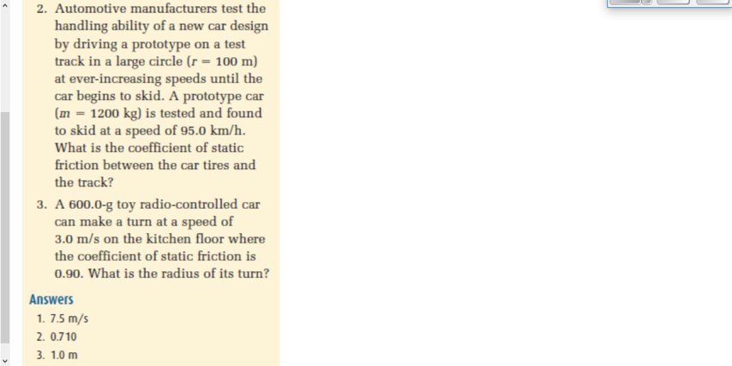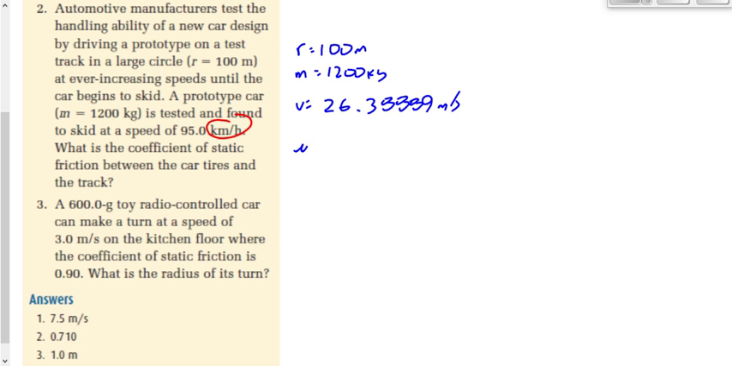Prototype car, 1,200 kilograms, tested and found to skid at a speed of 95 kilometers per hour. What's the coefficient of static friction between the car tires and the track? Want to convert that to meters per second, so let's circle that. What do we got here? A radius of 100 meters. We got a mass of 1,200 kilograms. And we got a speed of 95 kilometers per hour. Multiply by 1,000, divide by 3,600 gives me 26 point what? Let's go more decimal places. Okay, good enough. What's the coefficient of friction?